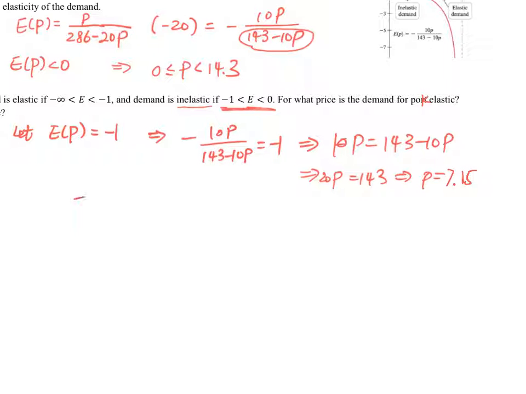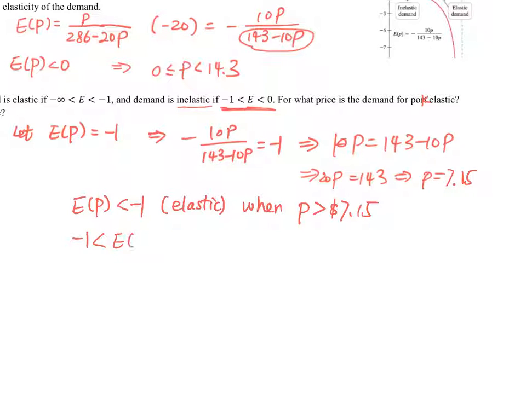Now E of P, the elasticity, is less than negative 1, which means elastic, when the price is greater than $7.15. So just use your common sense. Of course, if your price is higher, then it will be more sensitive, right? And then E of P will be in between negative 1 and 0 when the price is less than this value, which means inelastic.